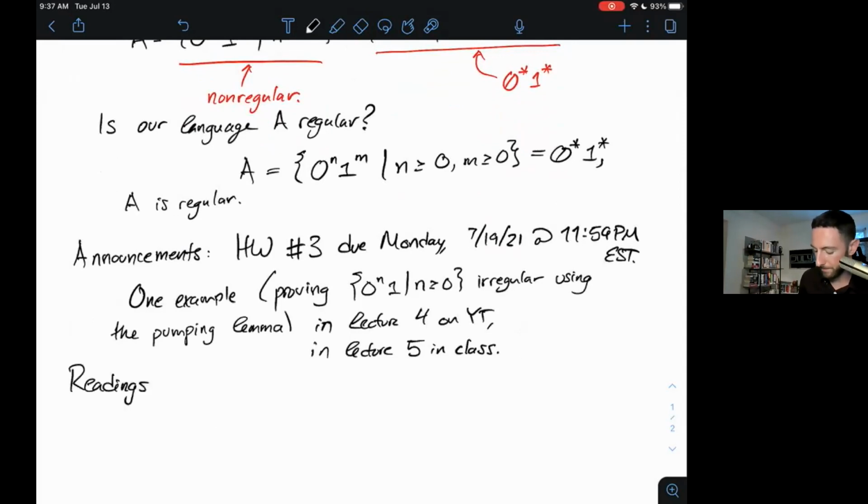Readings for today. So the main topic for today is context-free grammars, which is in chapter 2.1 of Sipser. But also section 1.4, I think, is for a bunch of examples of the pumping lemma.